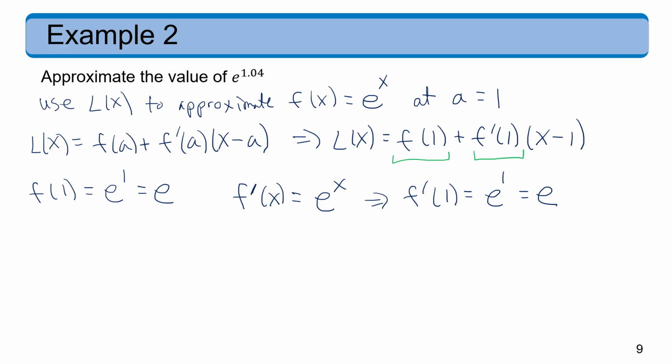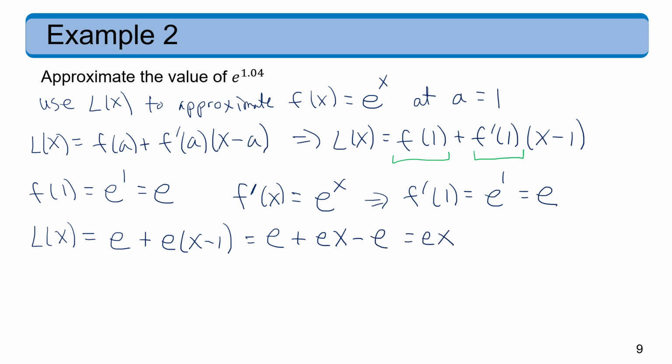So now I'm going to rewrite my formula for L of x, and I'm going to make those two substitutions. So f of 1 was equal to e, and then I have plus f prime of 1 is also equal to e, and then multiplied by x minus 1. And then if we wanted to simplify, we could distribute the e over the parentheses. And notice the e and the minus e cancel, we get e times x. So now we have our formula for L of x equals e, which is a constant, times x.